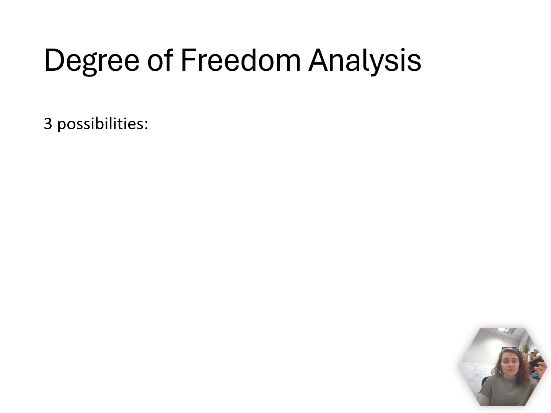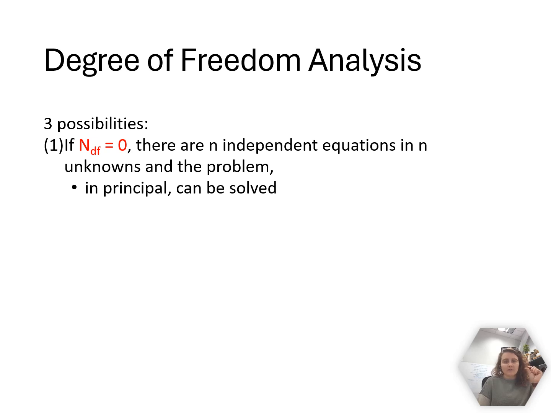So when we do a degree of freedom analysis, there are three possibilities that come out of the analysis. The first is that the number of degrees of freedom equals 0. That means there are the same number of independent equations as unknowns, and in principle, the problem can be solved. So what do we want when we have problems? We want 0 degrees of freedom. That means there aren't any extraneous variables or extraneous independent equations floating around. So we want the number of independent equations to equal the number of unknowns, and then we can solve. So it's the same principle that you might have seen in algebra or in different science classes, right? 2 equations, 2 unknowns. That's what this means.